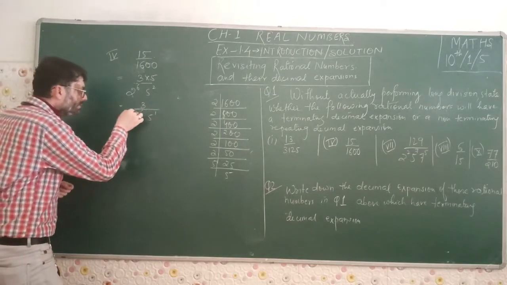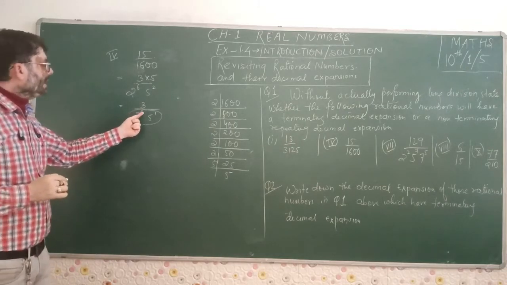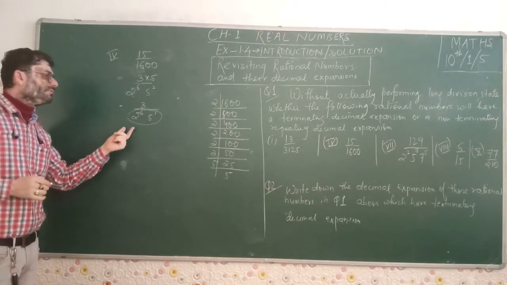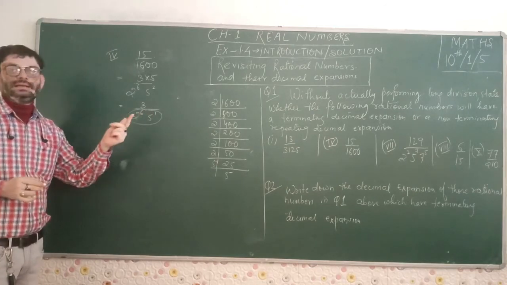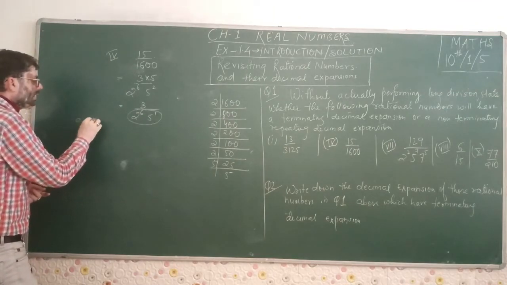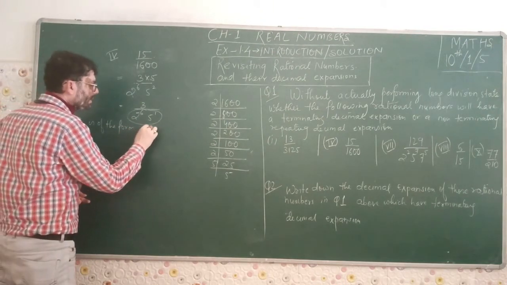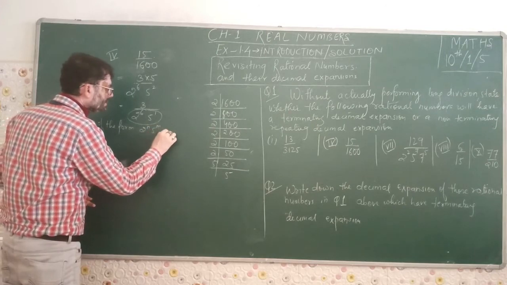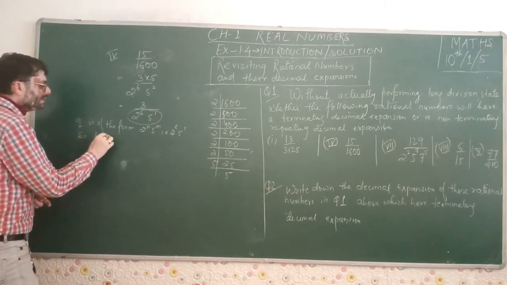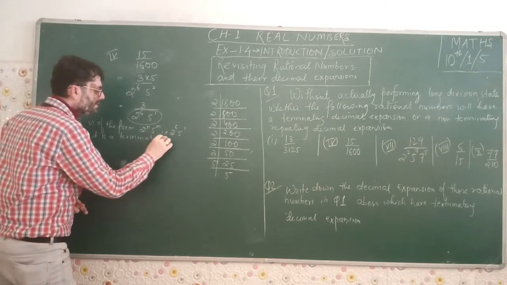Now, observing the denominator part, we can see that it is of the form 2 to the power n and 5 to the power m. And we have gone through the theorem that if the denominator is of the form 2 to the power n, 5 to the power m, it is a terminating decimal expansion. So we just have to write q is of the form 2 to the power n, 5 to the power m, that is 2 to the power 6, 5 to the power 1. So it is a terminating decimal expansion.